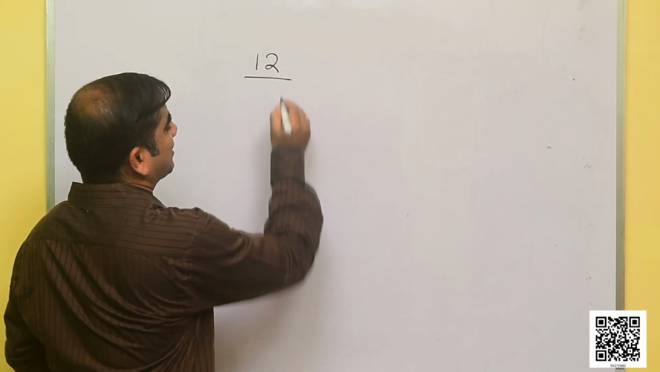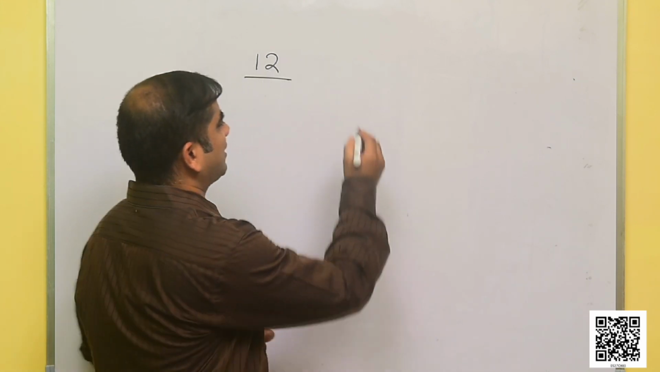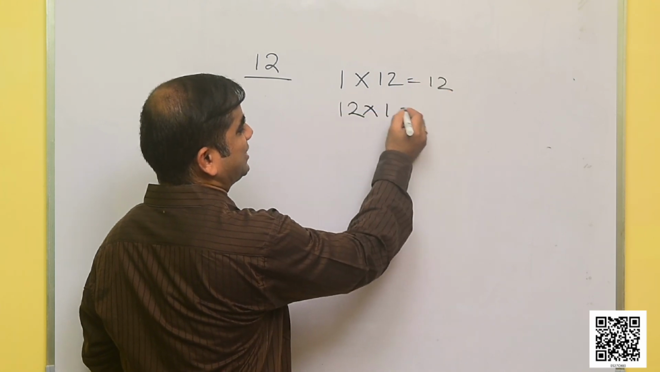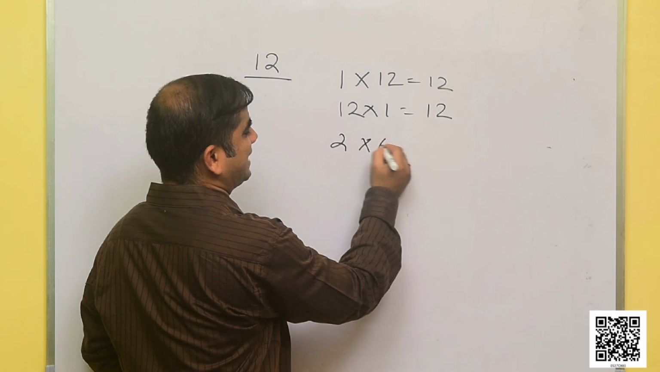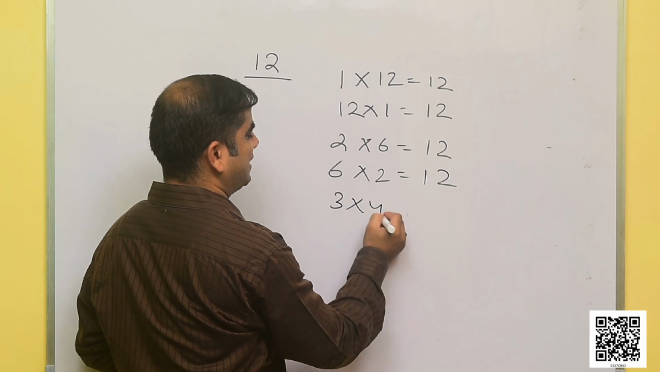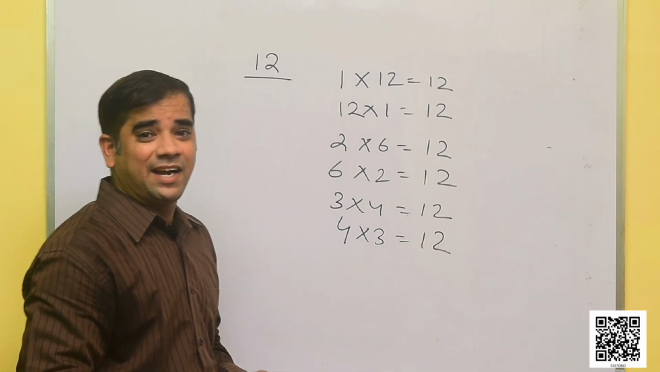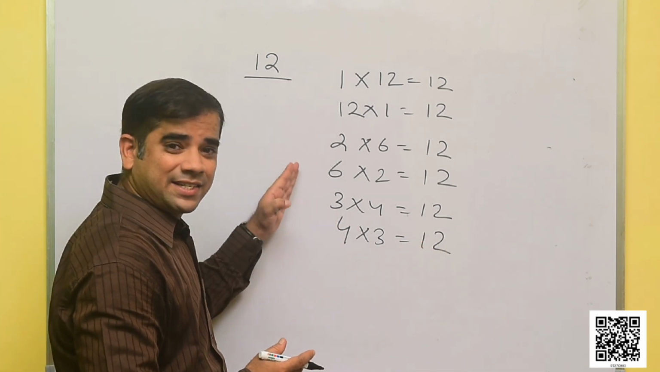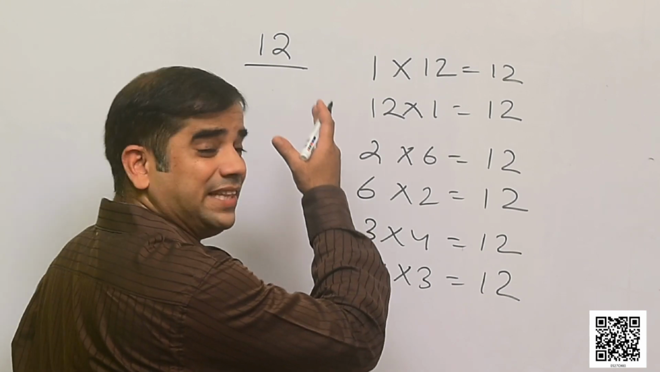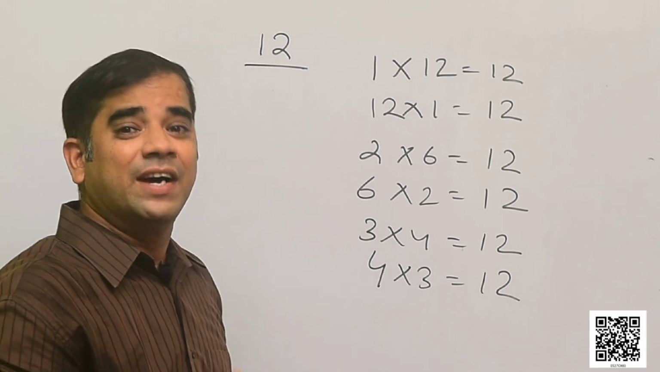12. Can you tell me where this number lies in the tables? First of all, 1 into 12 is equal to 12. Same way, 12 into 1 is equal to 12. 2 into 6 is equal to 12. 6 into 2 is equal to 12. 3 into 4 is equal to 12. 4 into 3 is equal to 12. That means I can arrange the squares in these patterns to get the rectangles. So in these ways we can arrange the squares to get different shapes of rectangles.